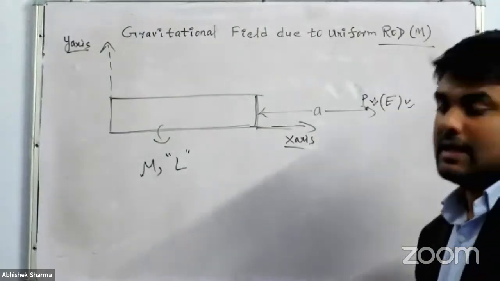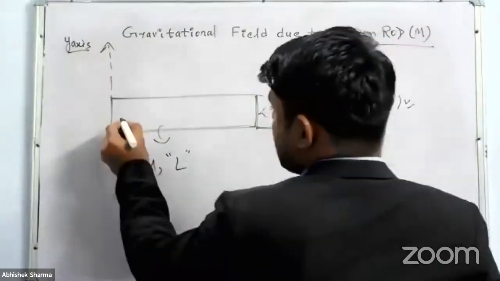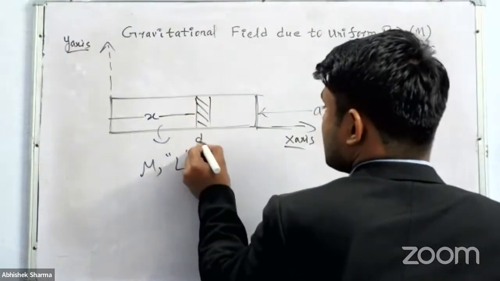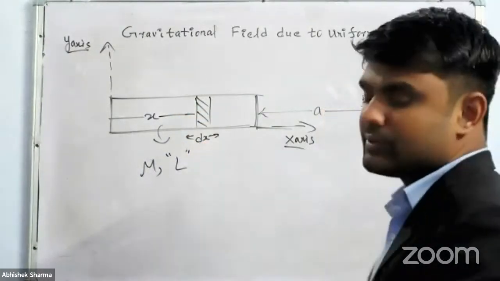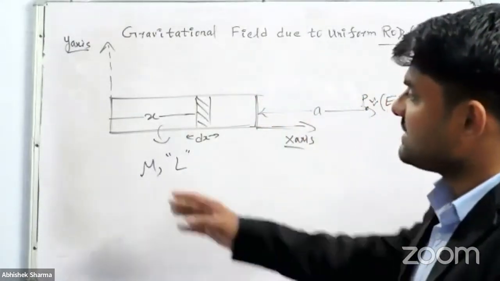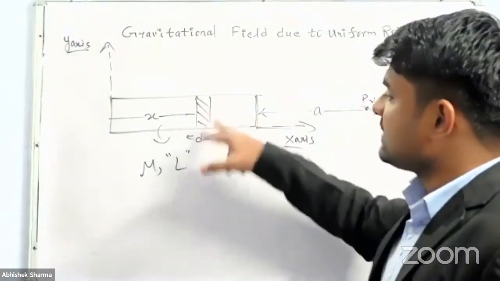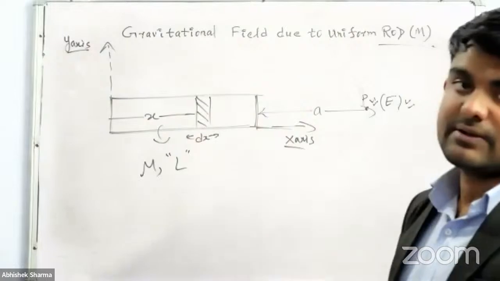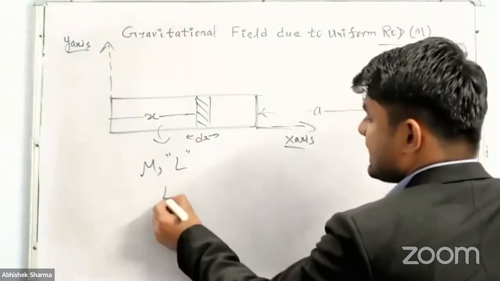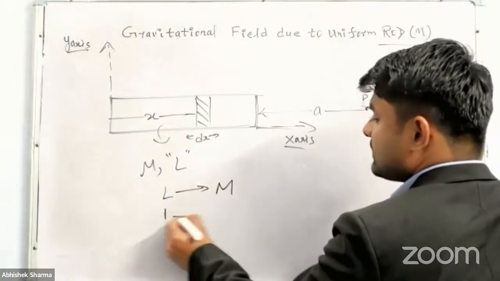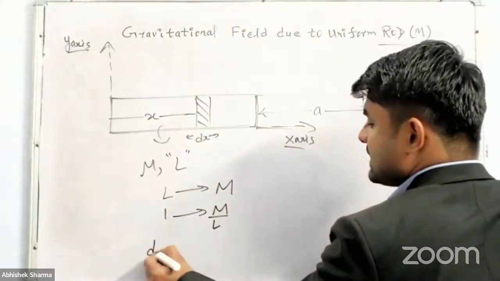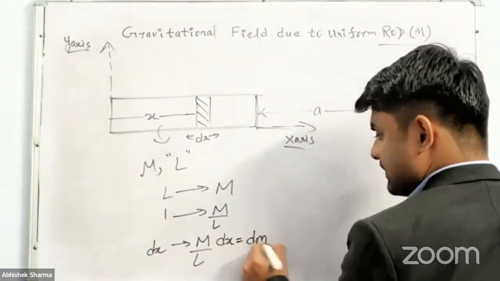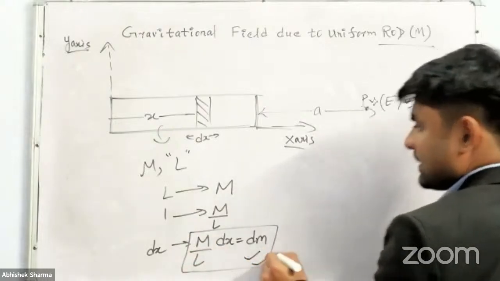How will we approach? Our first step, we know it. We'll say, I'll go at distance x and we'll take a dx element. When I say I'm going to take a dx element, I mean that I'm going at a distance x, and it means an infinitesimally small length dx element. So we know that an L length rod is having M mass, so unit length will be having M by L. So dx will be having M by L dx. This is our dm mass.